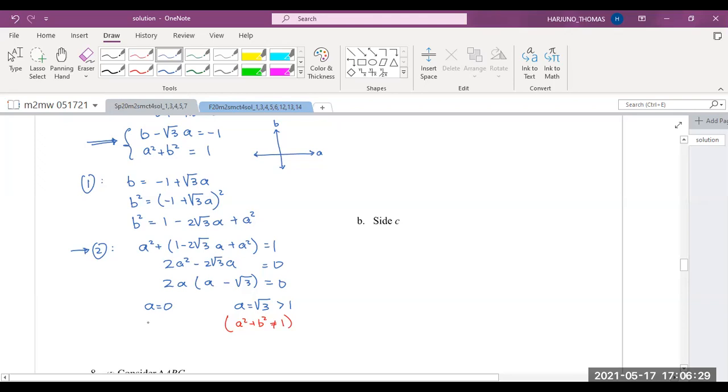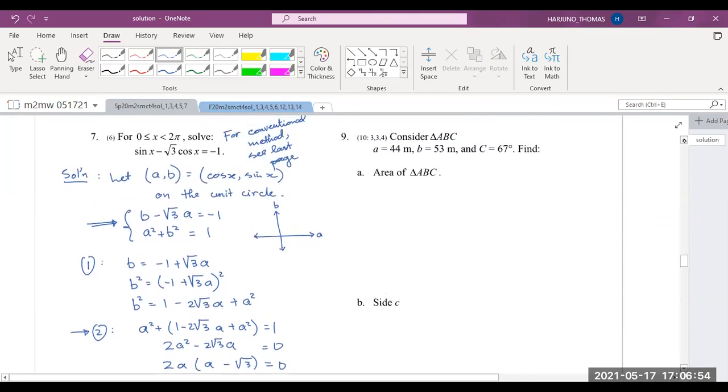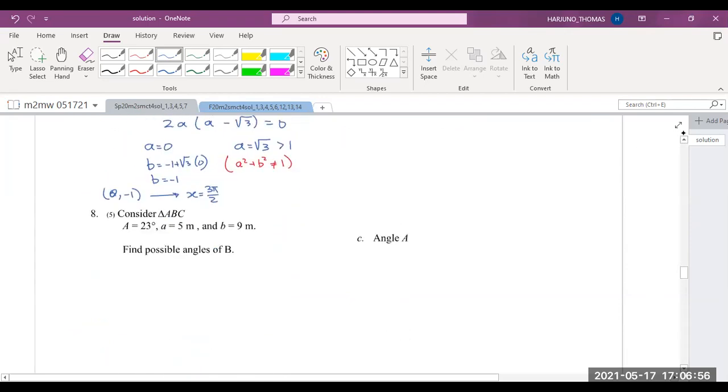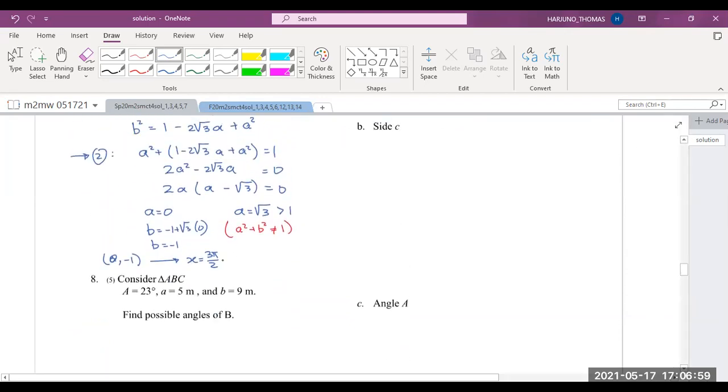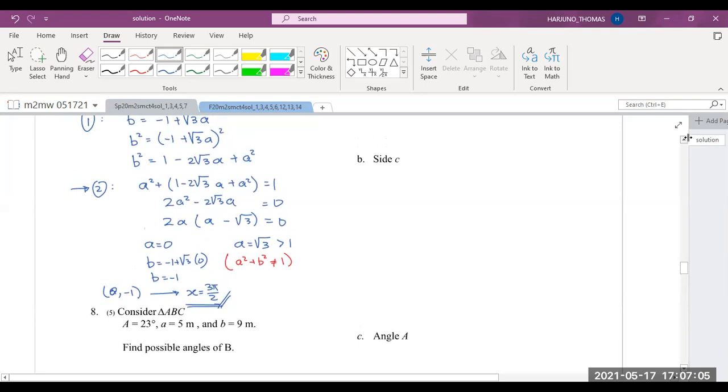Now, if a equals 0, what is b? It's negative 1 plus radical 3 times 0. B is negative 1. So the coordinate now is 0 comma negative 1, right? That's the coordinate. But 0 comma negative 1 implies x is 3 pi over 2. Yes, it's in radians. That's the answer. Okay, that's for this question.